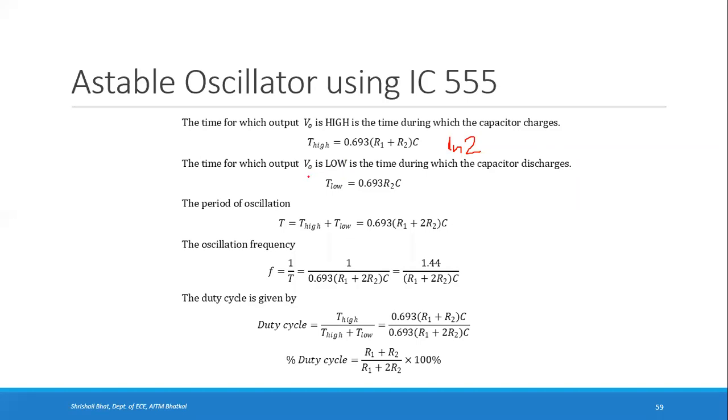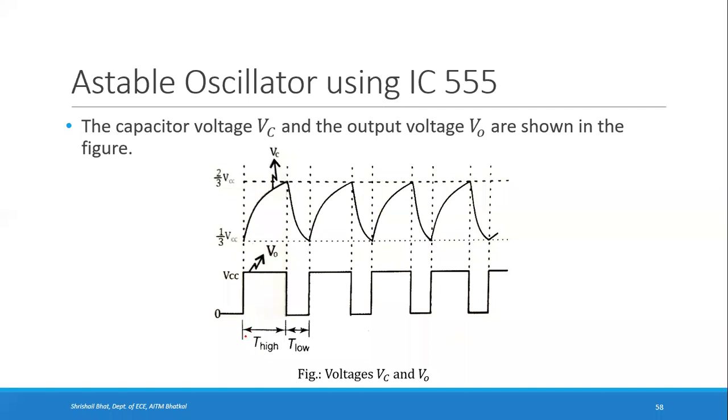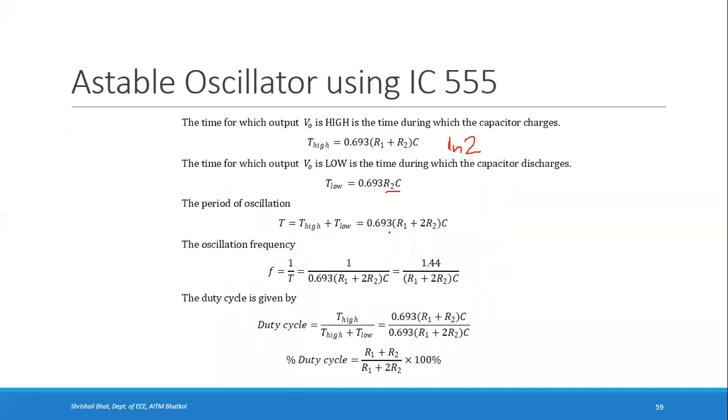And when the output is low, it is actually the time during which the capacitor discharges. The capacitor discharges through R2 alone. That's why the time constant is R2 C multiplied by ln 2. Ln 2 is 0.693. So the time for which it is high is 0.693 into (R1 + R2) C. Time duration for which it is low is 0.693 into R2 C. The total time duration, that is the period, is the sum of T high plus T low. It is 0.693 (R1 + R2) C plus 0.693 R2 C, so twice R2 is added with R1. So 0.693 into (R1 + 2 R2) C.